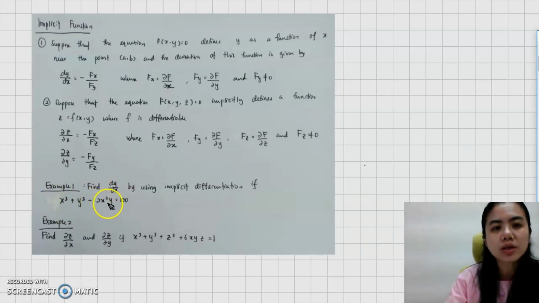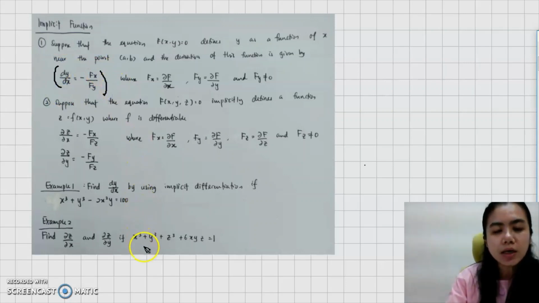What you have to do is rearrange this such that it's in the form of function f equal to 0. Once you have that, the next thing is you can find dy/dx by using this formula. Use this formula.